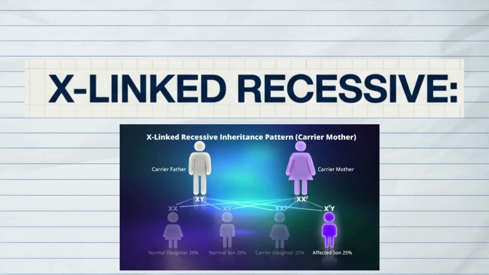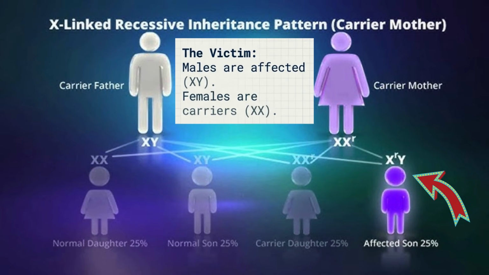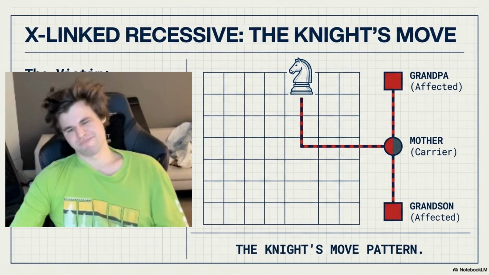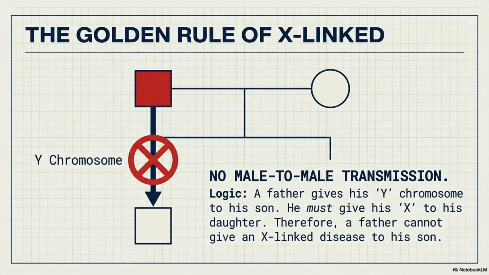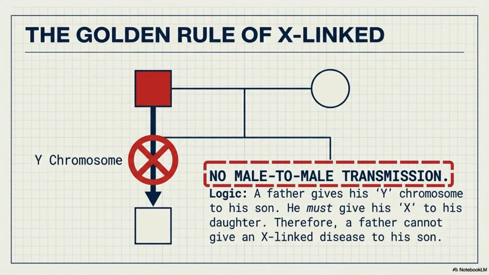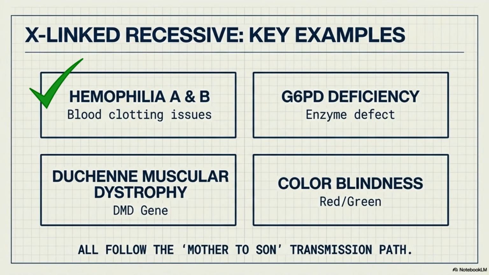X-linked recessive diseases. The mother passes it to the son. Males are affected because they have XY chromosome. Females are carriers. Transmission. Knight's move pattern. It skips a generation, grandpa to carrier mom to affected grandson. The crucial rule here is no male-to-male transmission takes place. A father gives his Y to his son. He cannot give an X-linked disease to his son. The key examples are hemophilia A and B, G6PD deficiency, Duchenne muscular dystrophy, and color blindness.